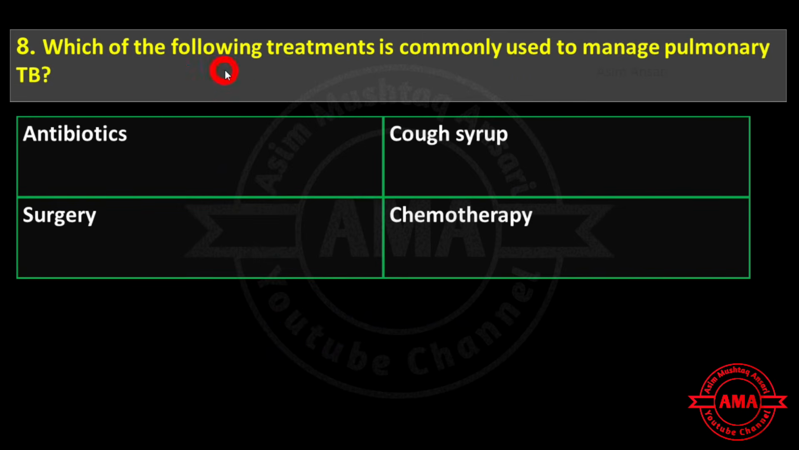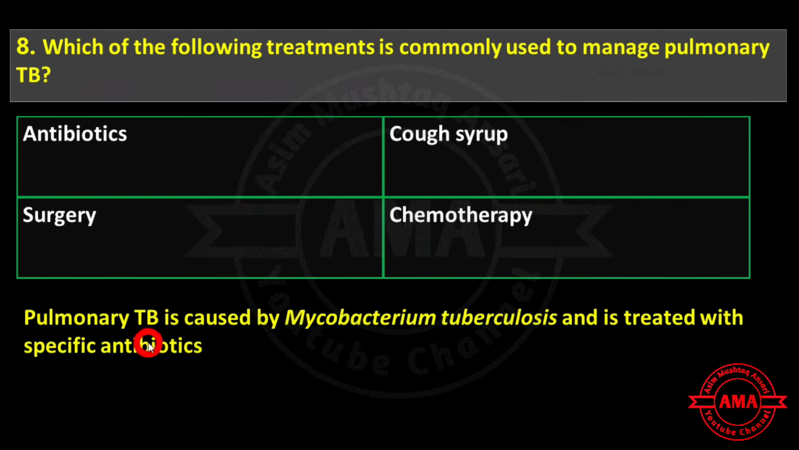Next is: which of the following treatments is commonly used to manage pulmonary TB? Antibiotics, cough syrup, surgery or chemotherapy? Pulmonary TB is caused by Mycobacterium tuberculosis and is treated with specific antibiotics. So the exact answer is antibiotics.